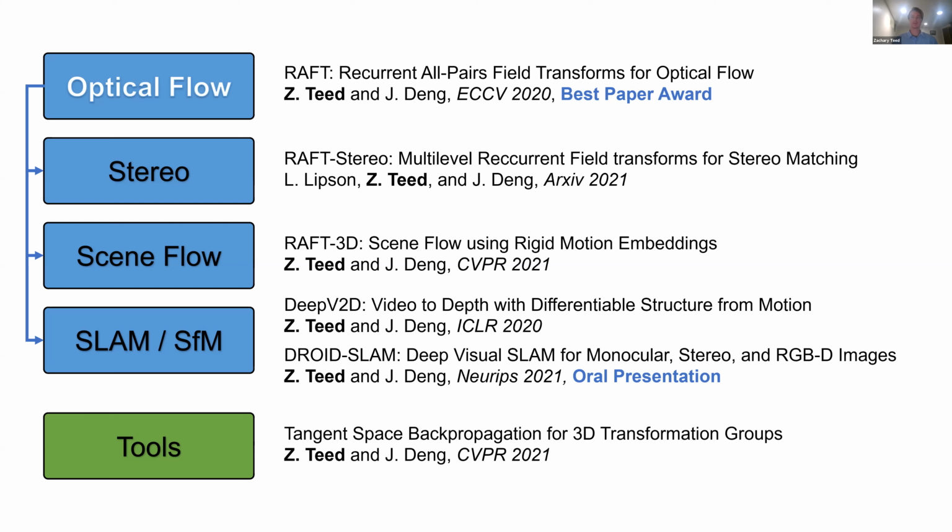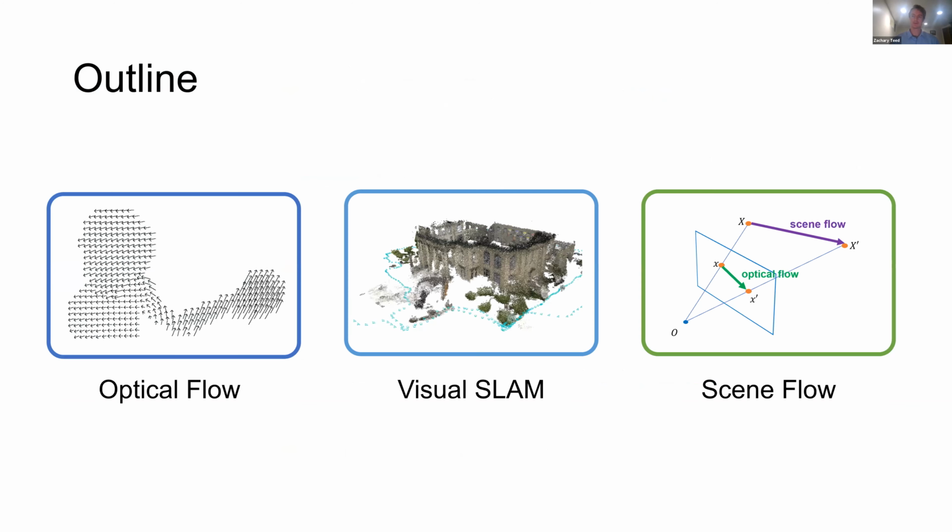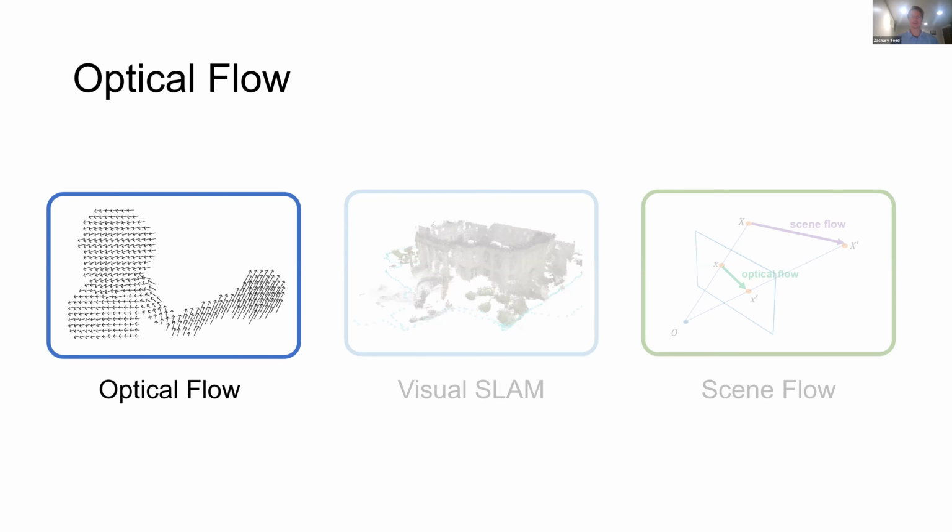Our work on optical flow, while still a 2D task, served as a building block for our work on stereo, scene flow, and SLAM. Additionally, we've used the tools that we developed on tasks such as scene flow and SLAM, where we're performing inference over 3D transformation groups. So in this talk, I'm going to look at 3 particular projects which should help illustrate these ideas that we apply. I'm going to start by talking about our work on optical flow.